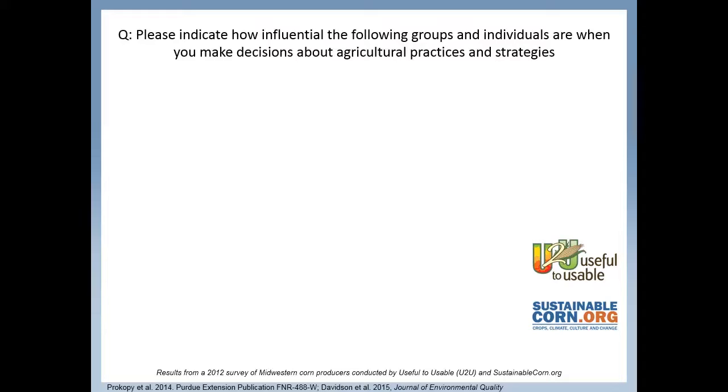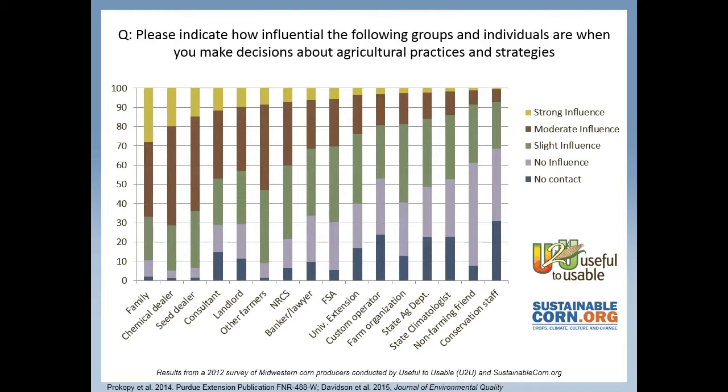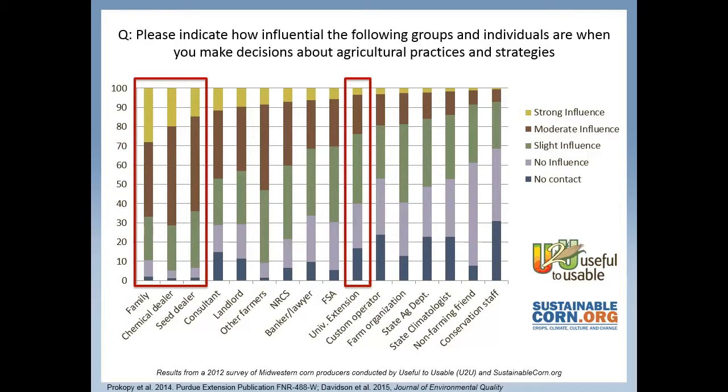So on the left here, the most influential groups, we see family, chemical dealer, seed dealer, followed very closely by consultants. We can't really influence family and friends. Well, we could try, but that's kind of like influencing the farmer themselves, right? But I argue we really do need to be influencing chemical dealers, seed dealers, and consultants. Way down the list here is university extension, with a full 40% of the corn growers in the Midwest telling us that they either have no contact with extension or extension has no influence on their farm management practices. So I argue what that says is that extension needs to be working with these groups who already have the ear of farmers. How easy will that be to do?